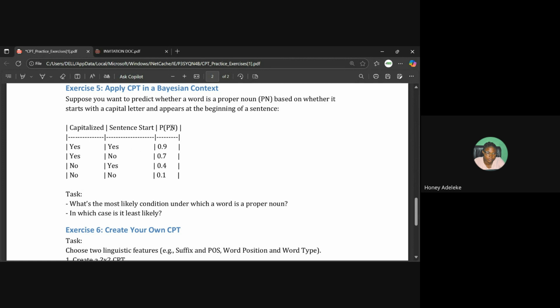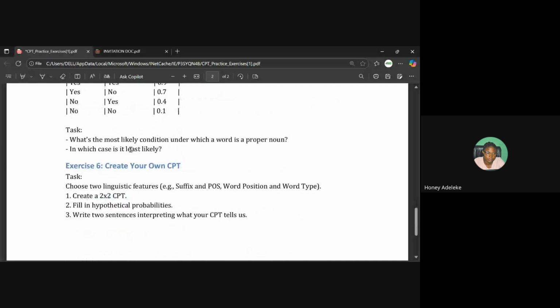That brings us to the second question, which I've kind of answered. In which case is it least likely to be a proper noun? So somebody should just reiterate it. 0.1. That means when it's not capitalized and when it's not starting a sentence. So it's a high indicator that it might not be a proper noun.